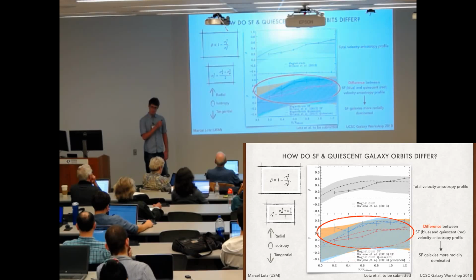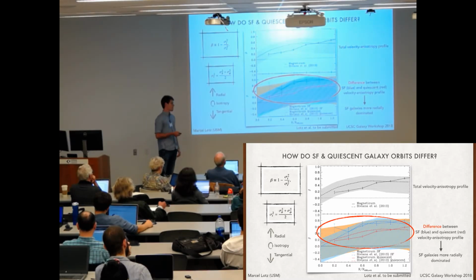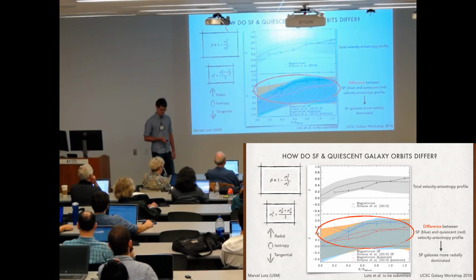What's very interesting, and there are a number of things interesting with this plot between observations and our simulations, is that for both observations and simulations, we find that the star-forming galaxies are radially dominated. So that means they're typically infall dominated, and that points at them being more recently accreted.